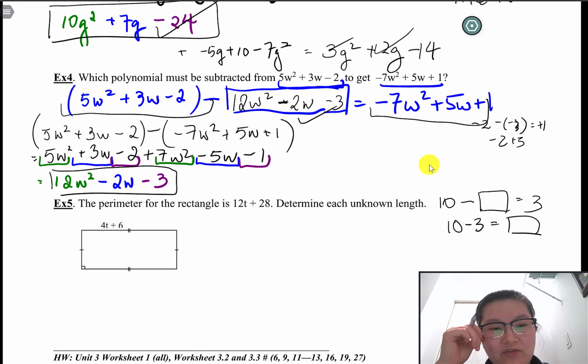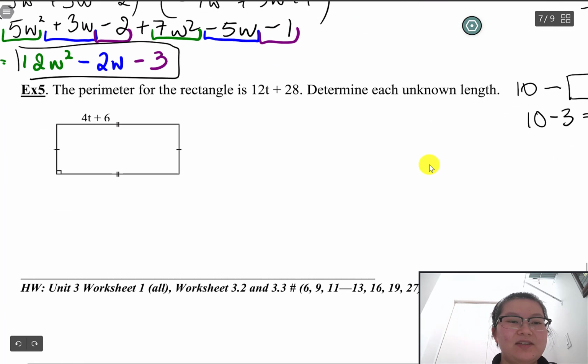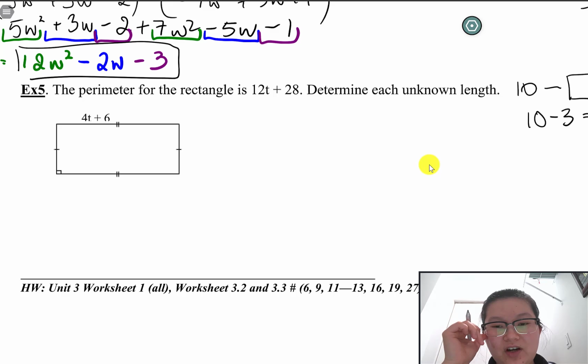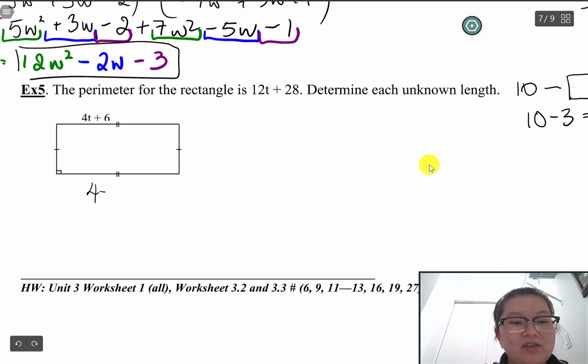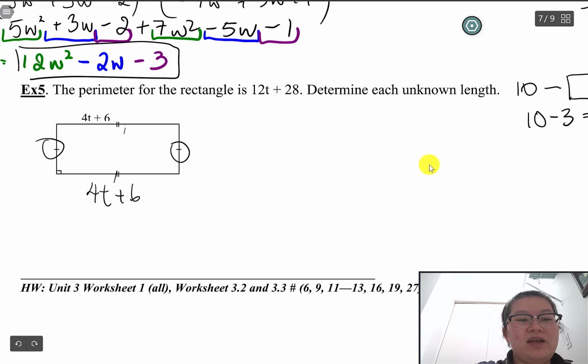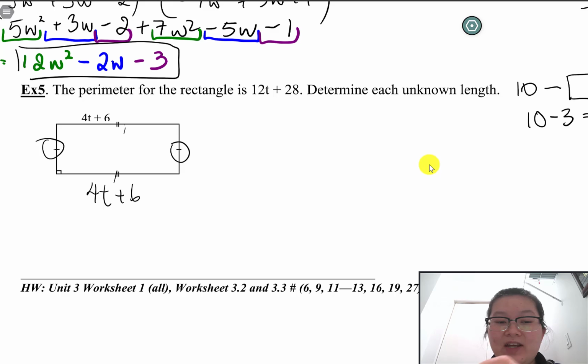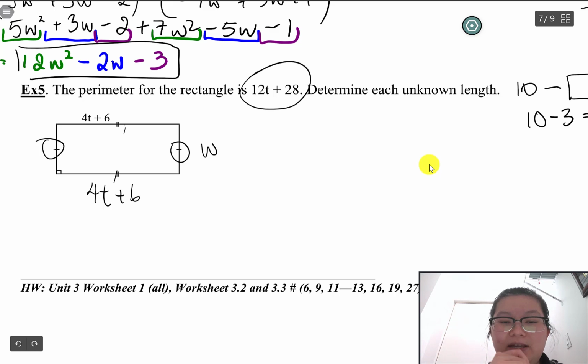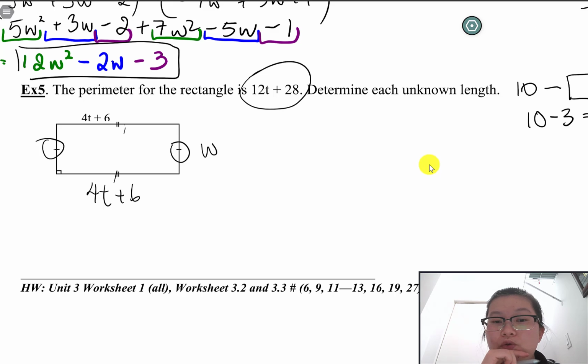Let's look at Example 5 now. Example 5: the perimeter of the rectangle is the following. Determine each unknown length. Well, based off of this diagram, we know that the bottom here must also be 4t plus 6, since these two lengths are the same. We don't know what's remaining on this side, but we do know that they share the same length, since the dashes tell us they're the same length. We also know that the perimeter is 12t plus 28. So what we can do is, well, we've determined this length here, so that's done.